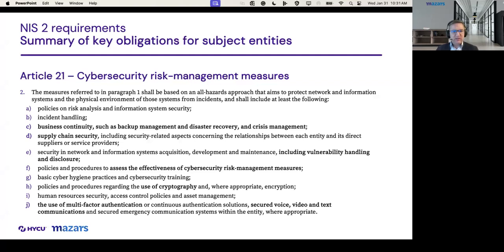We have human resources security and access control policies and asset management, and the use of multi-factor authentication, which helps also secure voice, video, text communications. So the whole fact of this multi-factor authentication, I think it's going to go strong, where your third-party providers will all have to do this. So this is not going to be maybe convenient for people. It's going to add an extra layer, but most of these cyber hacks that happen come from this part being missing. So I assume this is going to be a default standard pretty soon. Okay.